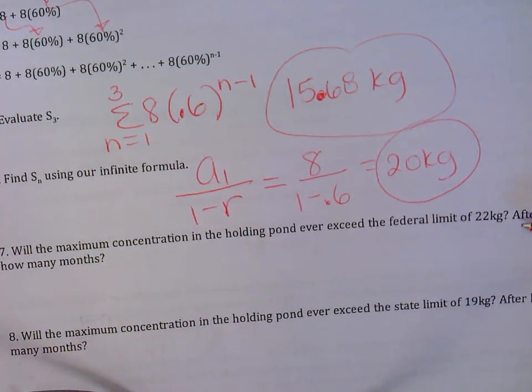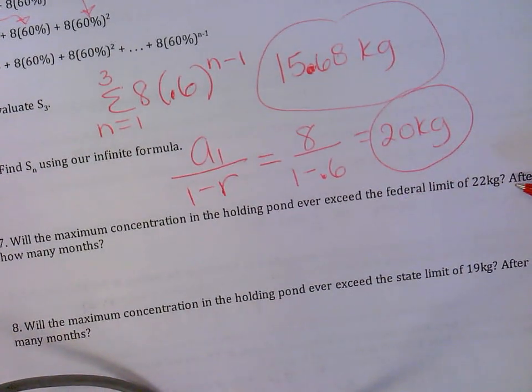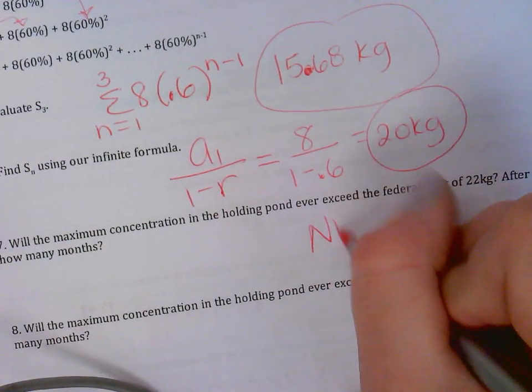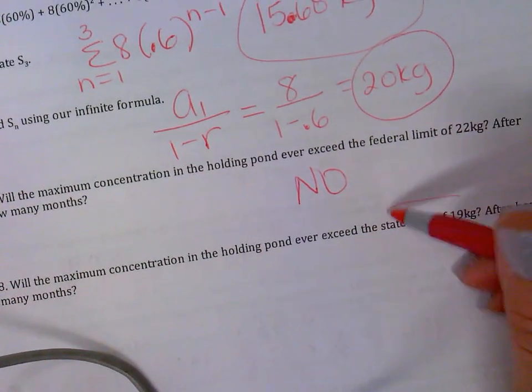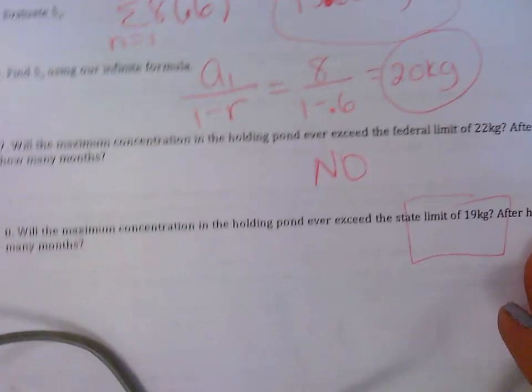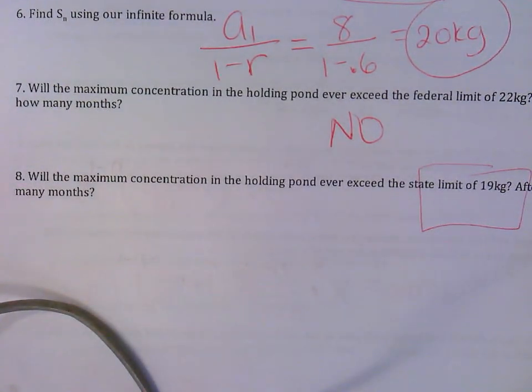So it says, will the maximum concentration ever exceed the federal limit? No. But will the maximum concentration ever exceed the state limit? The state limit's 19 kilograms, and it asks how long this will take. So you need to kind of guess and check. We know that it's more than 3 months. So what I would do is plug in month 4, 5, and 6 and see when it crosses that 19 kilogram limit. You can just arrow up, grab your summation on your calculator, and see what it is after month 4 or 5 or 6.